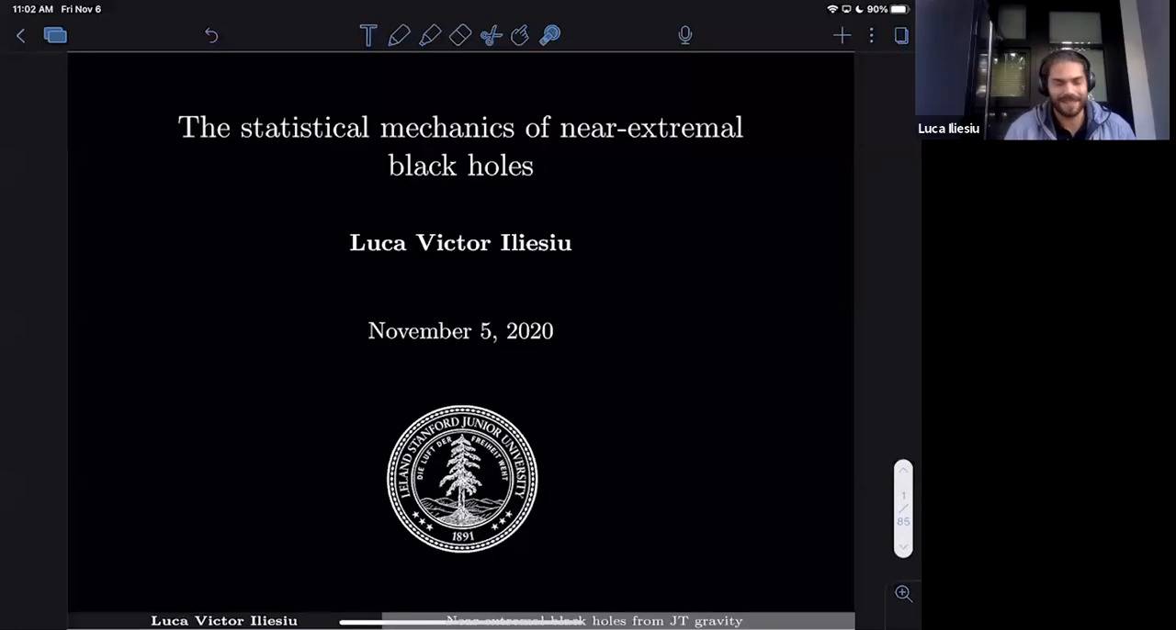So today I'll be talking about the statistical mechanics of near-extremal black holes. What I mean by statistical mechanics is that black holes can typically be viewed as quantum systems, just like systems in condensed matter that have energy levels. So what I'm really talking about is what are the energy levels of a type of black holes that we'll see are called near-extremal. So that's what the talk is about.